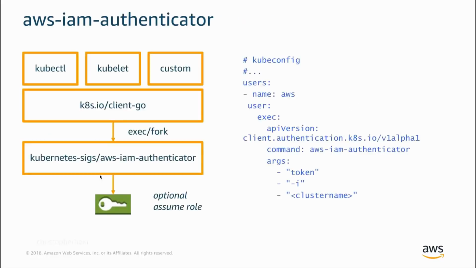So how does it work under the hood? The AWS IAM Authenticator works by using an external binary which you install onto your machine and is automatically installed onto all of the worker nodes. This binary is responsible for generating the token that is sent to the Kubernetes API server. When you make a request from kubectl or kubelet or any custom code, the client Go libraries will execute the binary and optionally assume a role, all using the AWS credentials that are on the machine. It then generates a token and adds that token into the request as a bearer token.